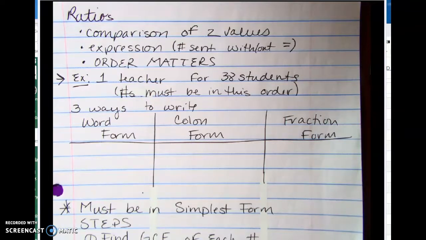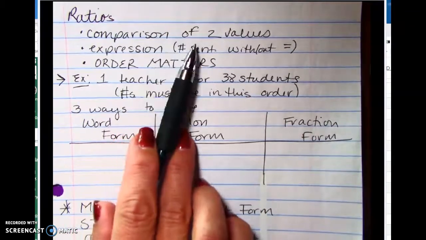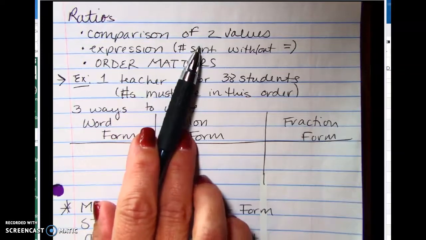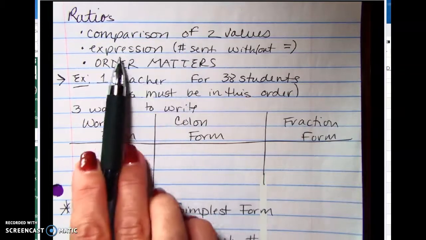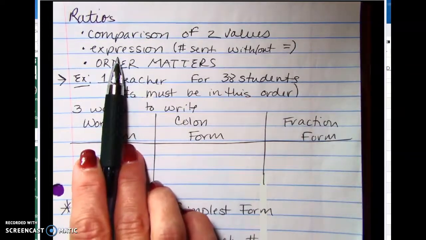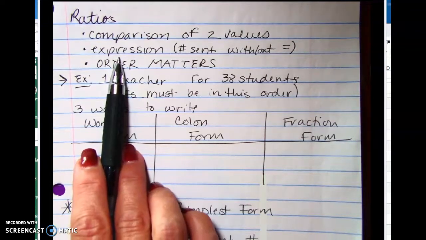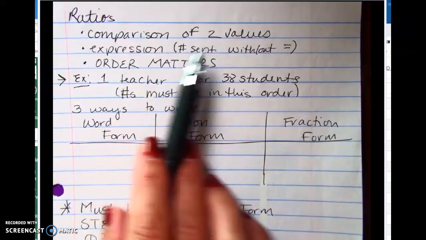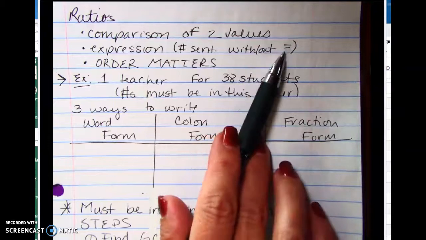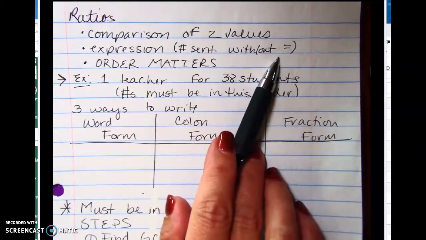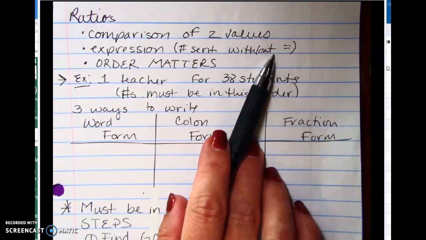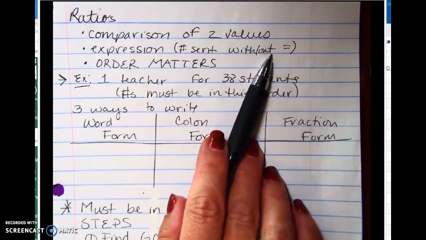Well, a ratio is a comparison of two values. Now, it's also displayed as an expression. We've talked a lot about expressions, but what is an expression? It's a number sentence that actually is without an equal sign. We're used to seeing number sentences with add, subtract, multiply, and divide, but ratios are also considered expressions. It's shown in a little bit different ways, and you'll be learning about that.